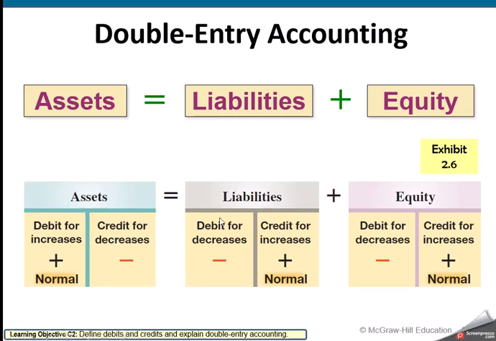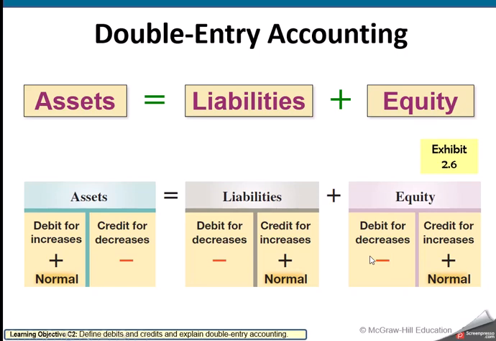So a liability, when we incur a liability, we're going to credit that liability. That's its normal balance. As we pay the liability off, we debit it, and that will decrease the amount that we owe, or the liability. Equity, its normal balance is a credit, and it's going to be increased by a credit, and then it's going to be decreased by a debit.